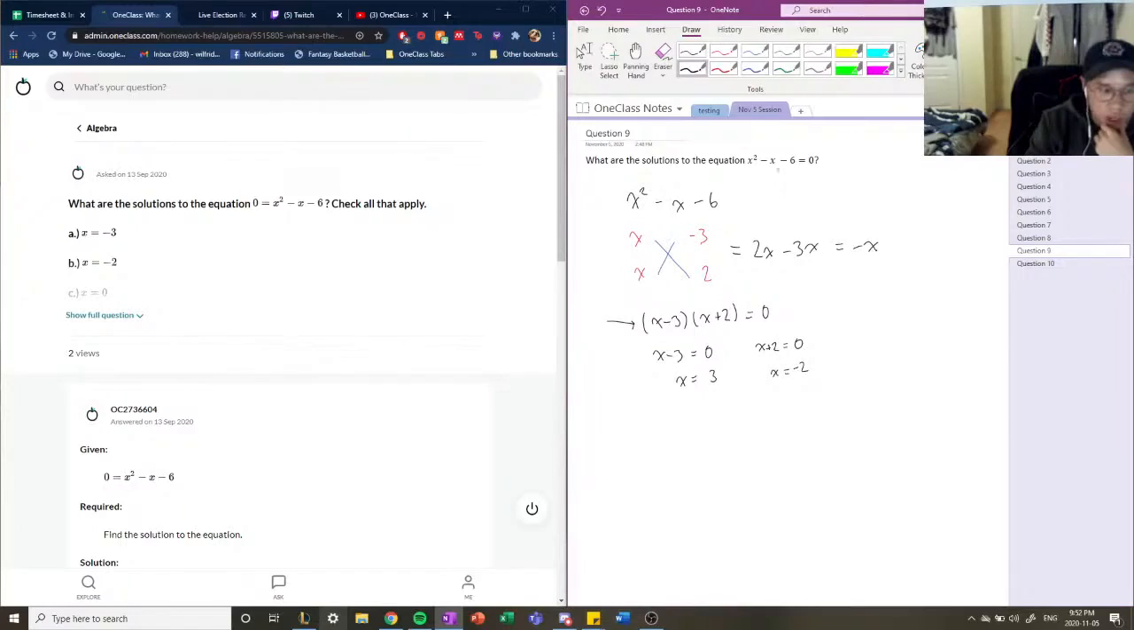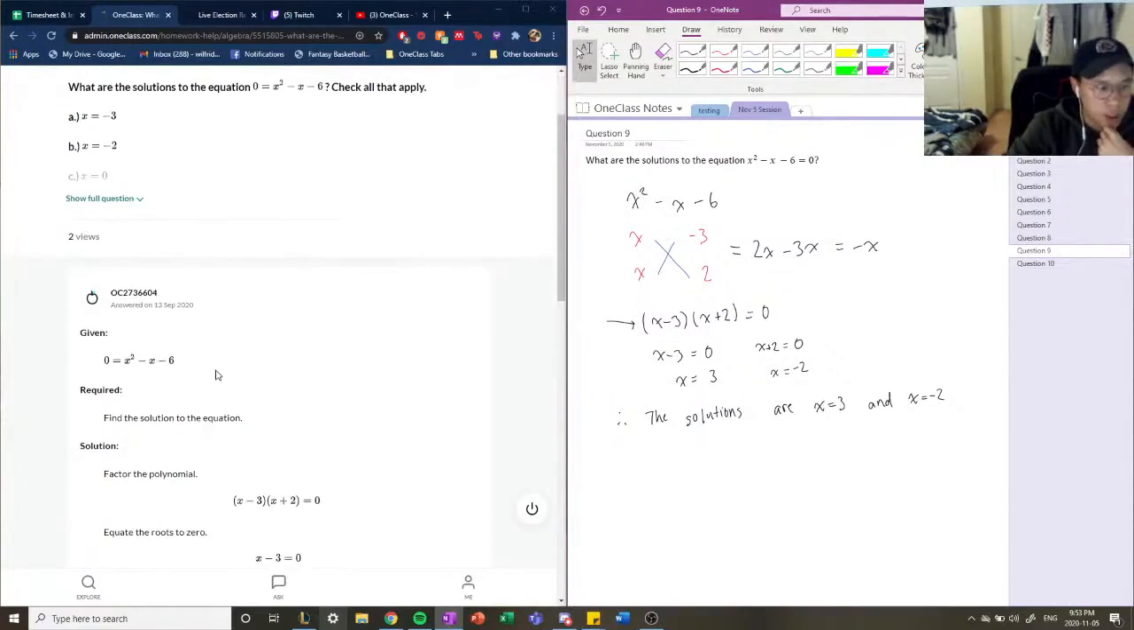Now you can plug this in to try it out, but these are the solutions to this equation at the top, and therefore the solutions are x equals 3 and x equals negative 2. If you want to pause, you can see how I did this. It's 0 times whatever factor equals 0, and 0 times this other factor equals 0. So yeah.